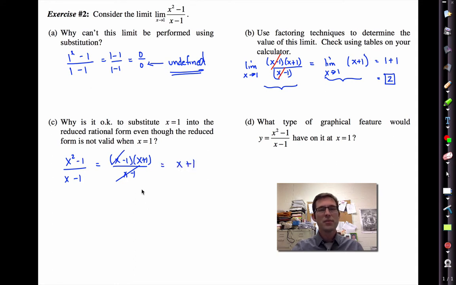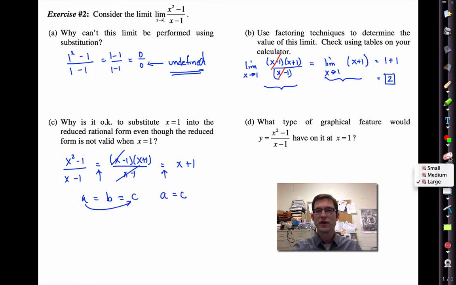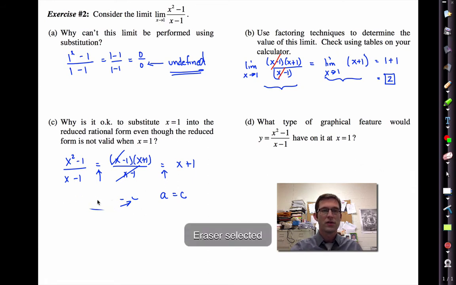Now, there's a little bit of a problem here. Equality is what's called transitive. So if A is equal to B and B is equal to C, then A is equal to C. All right, real easy. It's called the transitive property of equality.